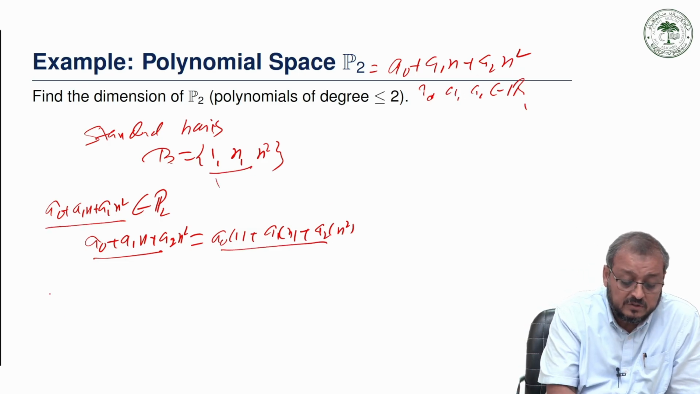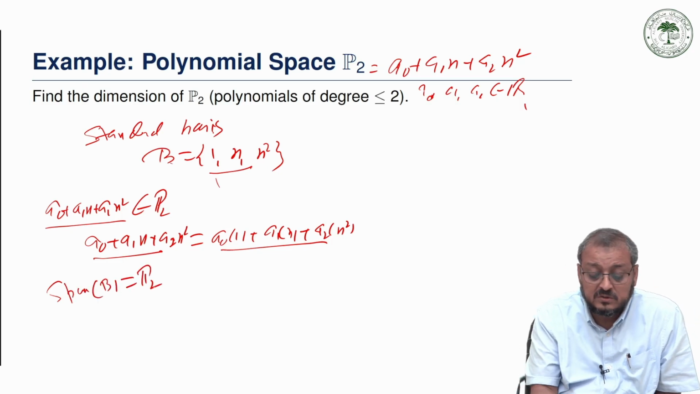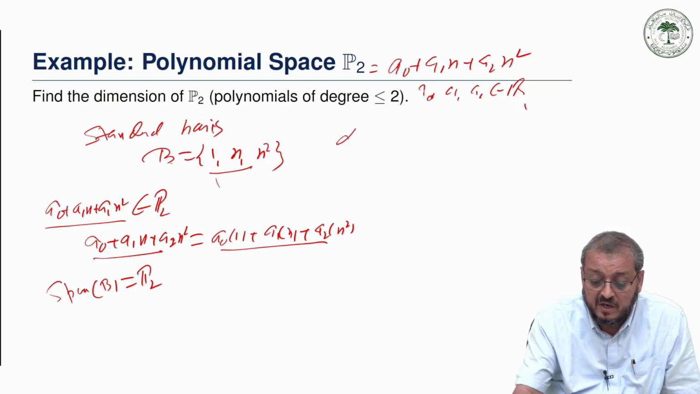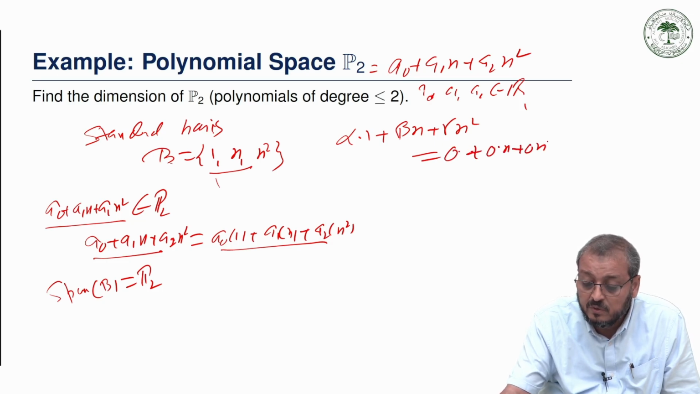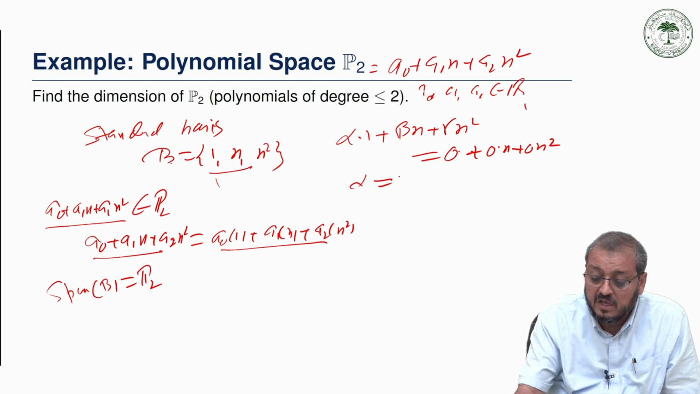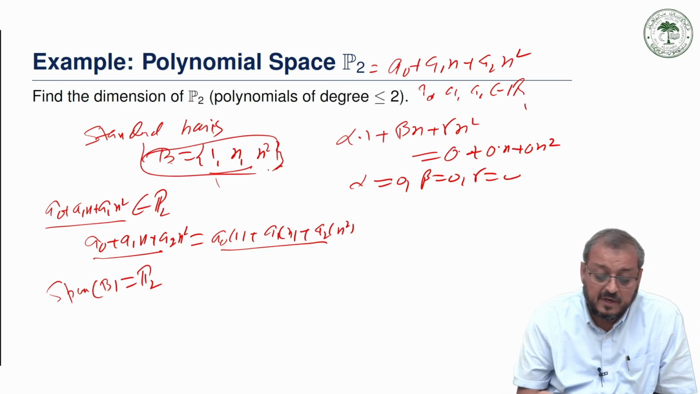So we can say that the span of B is equal to P2, and also this is clearly linearly independent. We can write alpha into 1 plus beta into x plus gamma into x square is equal to 0 into 1 plus 0 into x plus 0 into x square. Now this gives alpha equal to 0, beta equal to 0, gamma equal to 0. So this is clearly linearly independent and also generates.